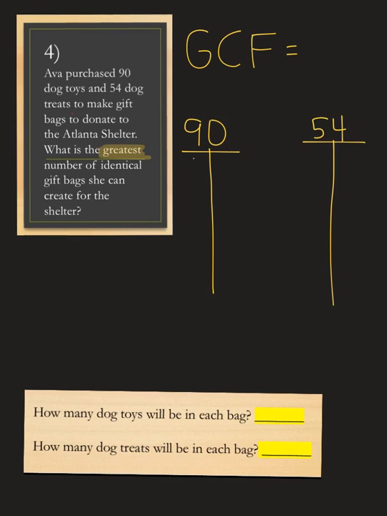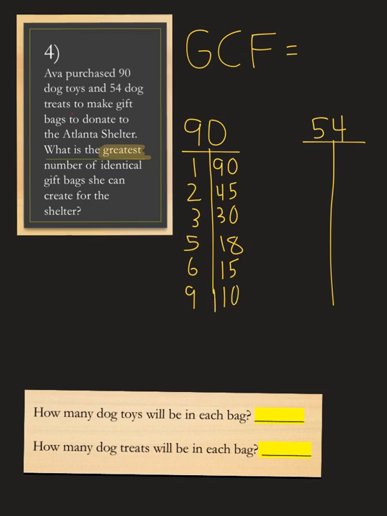We have 1 and 90, 2 and 45, 3 and 30, 5 and 18, 6 and 15, and then 9 and 10.